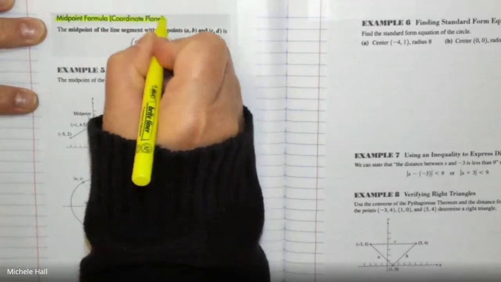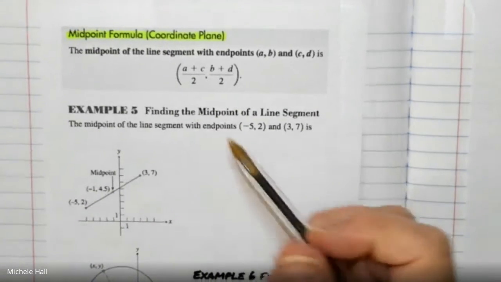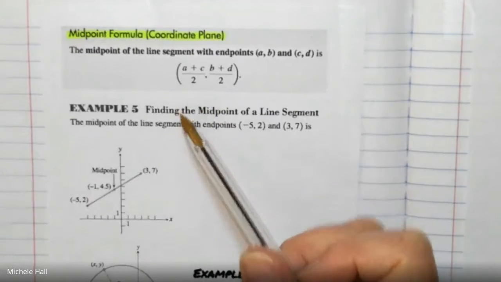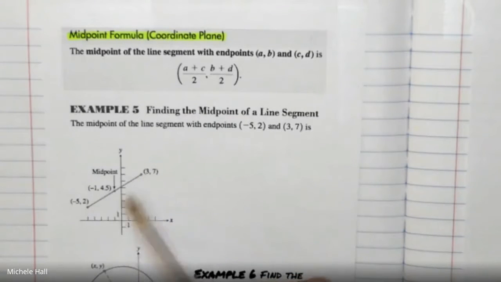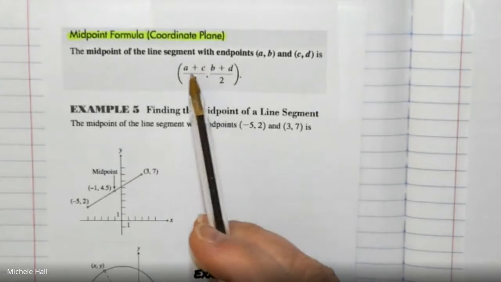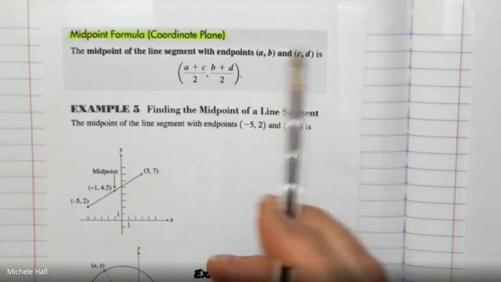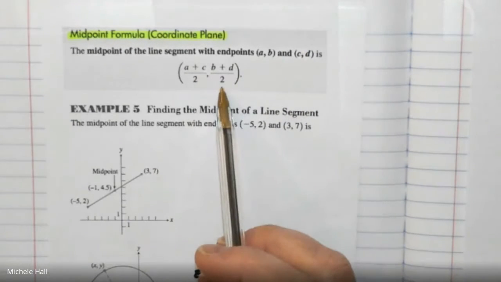Midpoint formula. Using the midpoint formula, we are using the endpoints, and we are looking for the average of those endpoints. We're going to add up our x's and divide by 2. Add up our y's and divide by 2.